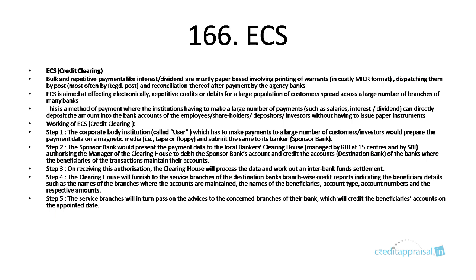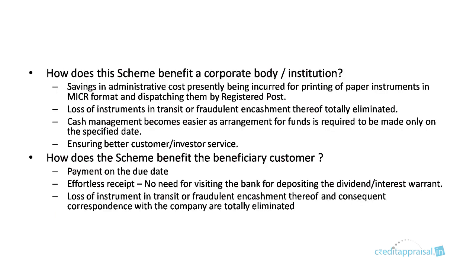Usually this can also take place through the clearing house. The clearing house will furnish the service branches with destination branch-wise credit reports. So either it can be done at the corporate level in one go, or the clearing house will distribute branch-wise what is the amount to be credited, and that will be done. The service branches will in turn pass on the advices to the concerned branches, and ultimately the beneficiary account will be credited.